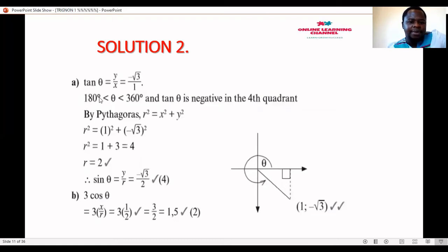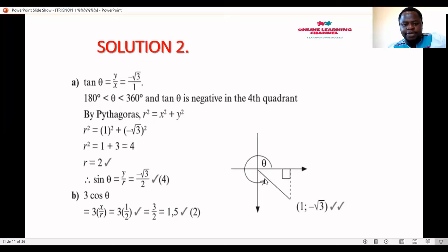So now, tan theta is equal to y over x. We're given that it is equal to negative square root of 3, so you know that there is a 1 here. Your y is negative square root of 3 and your x is 1. So here your x is 1, and your y, this side, is negative square root of 3, which is true because on this side y is negative.